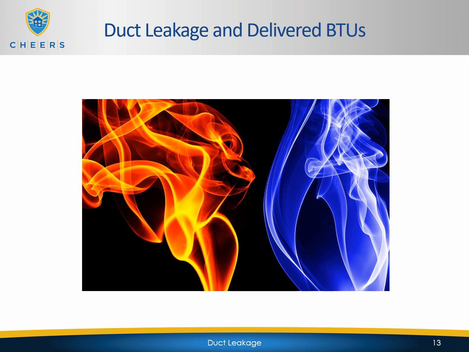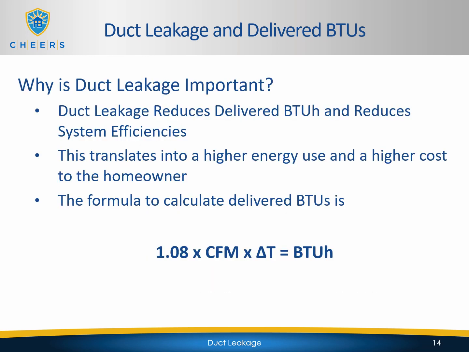And now we're going to talk shortly about duct leakage and delivered BTUs and how duct leakage affects the efficiency of HVAC systems. So why is duct leakage important? Duct leakage reduces delivered BTUs and reduces system efficiencies. This translates into a higher energy use and a higher cost to the homeowner. The formula below is what we use to calculate delivered BTUs. It's 1.08 times CFMs times delta T equals the BTUs delivered.